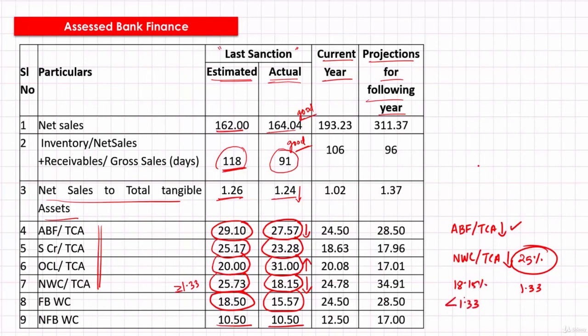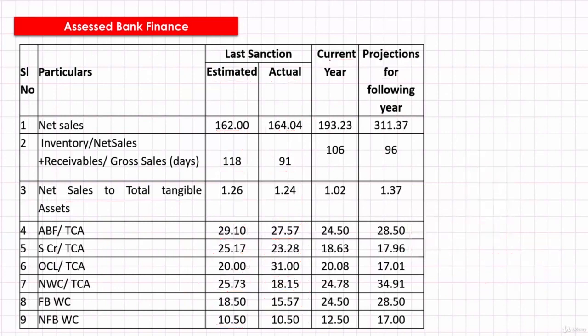This is last year's concern. Let's see what is the position for next year. That is current year. Current year sales is increasing because compared with actual sales are increasing. Working capital cycle is also getting lengthened, but okay.